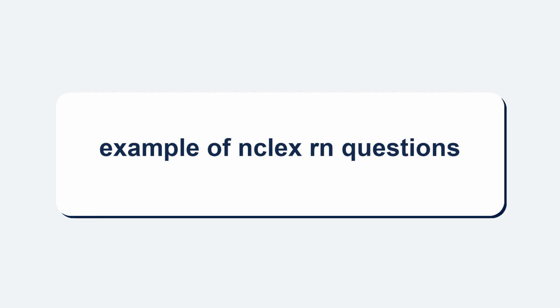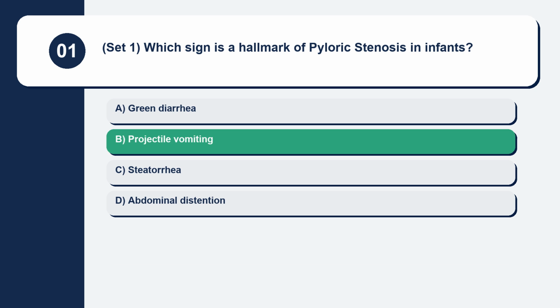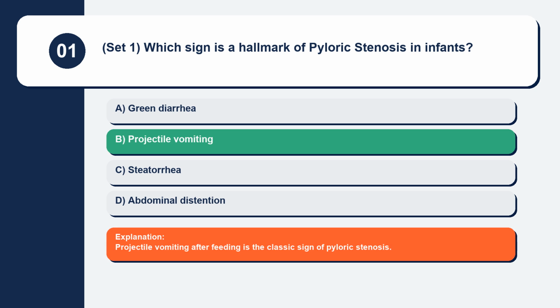Example of NCLEX RN questions. Question 1, Set 1. Which sign is a hallmark of pyloric stenosis in infants? Green diarrhea, projectile vomiting, steatorrhea, abdominal distension. Projectile vomiting after feeding is the classic sign of pyloric stenosis.